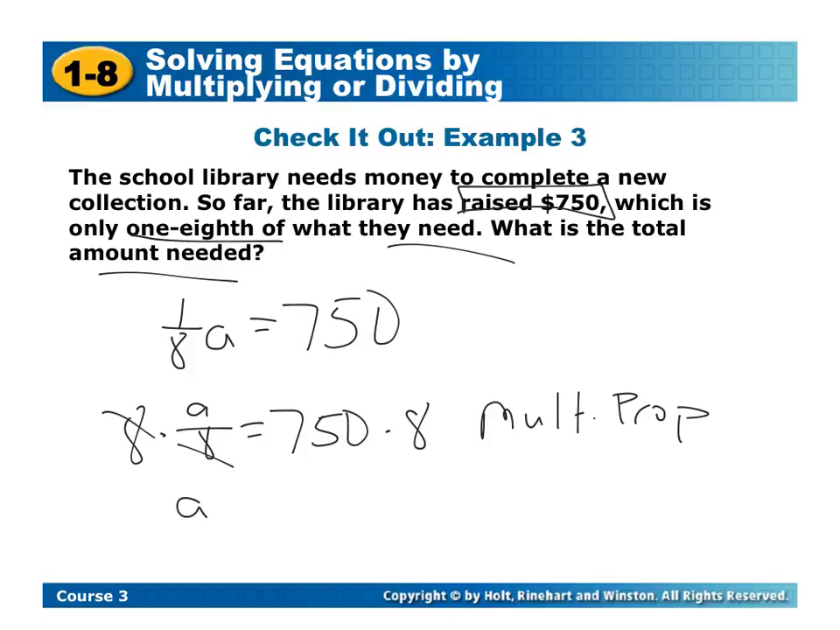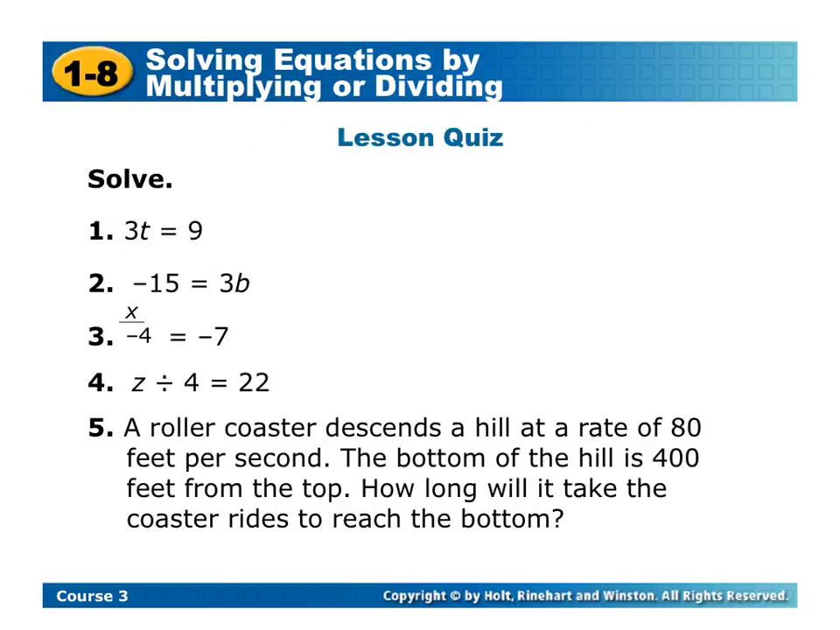Those 8's cancel out, and now we multiply 750 by 8, so the amount they would need would be $6,000. So now it's really your turn.